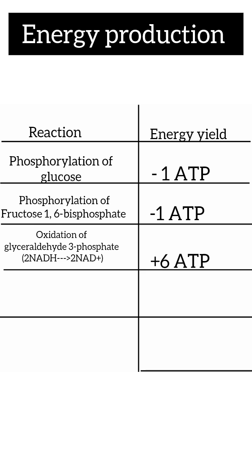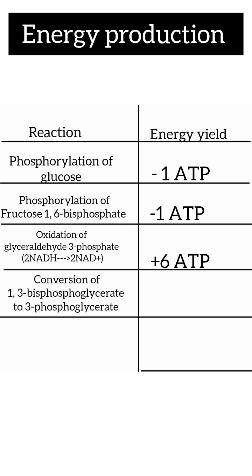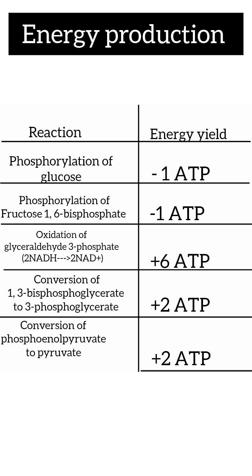In the conversion of 1,3-bisphosphoglycerate to 3-phosphoglycerate, 2 ATP is produced. Also, in the conversion of phosphoenolpyruvate to pyruvate, 2 ATP is also produced. That is, at the end of glycolysis, a total of 10 ATP is generated. Subtracting the 2 ATP utilized during phosphorylation, we have a net gain of 8 ATP at the end of glycolysis.